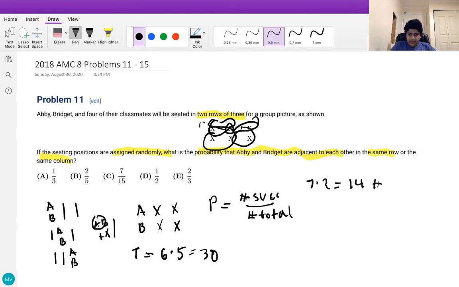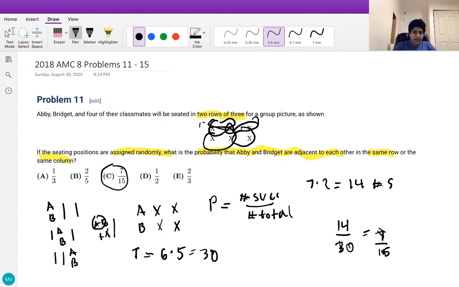Thus, our probability is 14, the number of successes, divided by 30, the number of total outcomes, or just 7 over 15. Choice C.